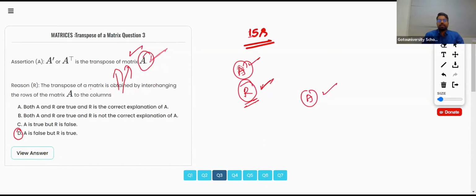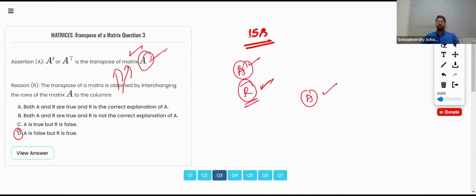A and R both are correct, and R is the correct explanation for A. Right? So let's go to the next one. Now, how many of you are feeling assertion reasoning is very easy after solving these two questions? Yes, please use this trick.